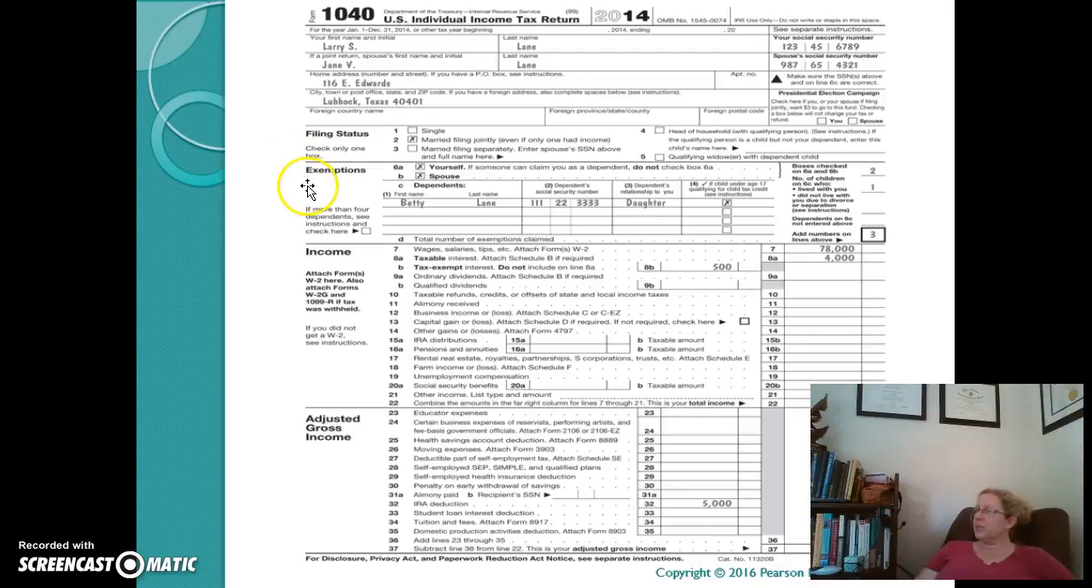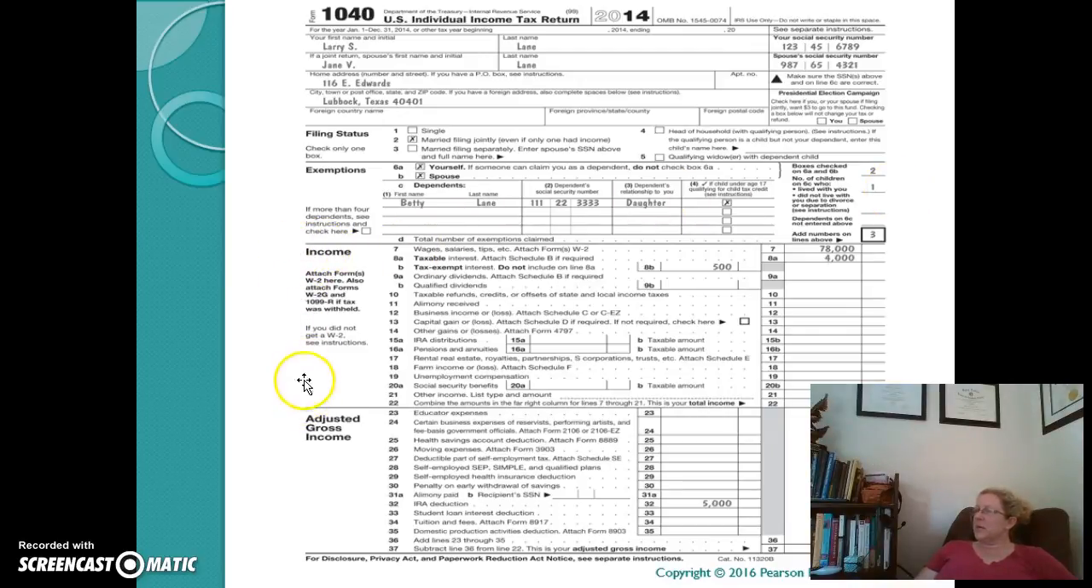Next, you'll list your exemptions. So remember I said you have one for yourself and one for your spouse. And then you'll list your dependents. That would be your children or any other dependent that you might have. You'll total that up. Here, this person has 3. It looks like they have themselves, their spouse, and 1 child.